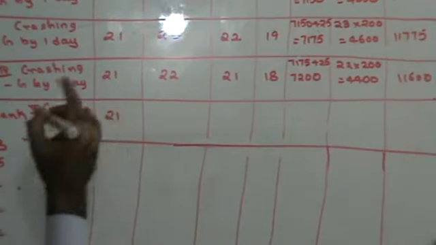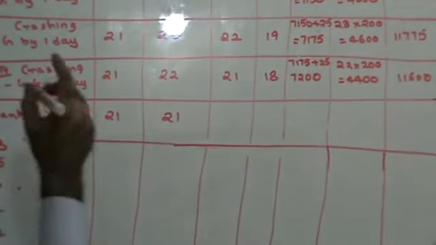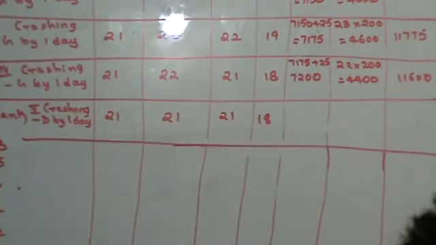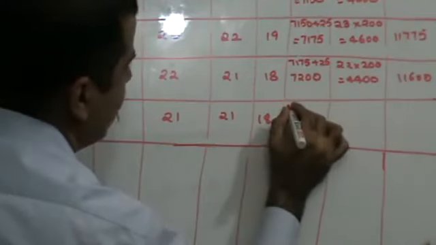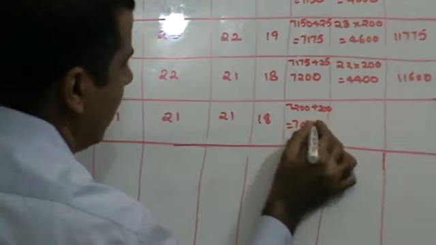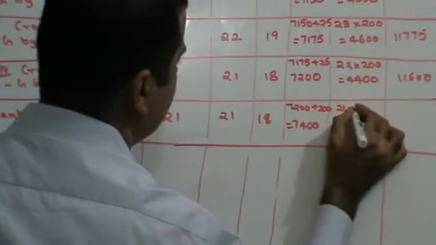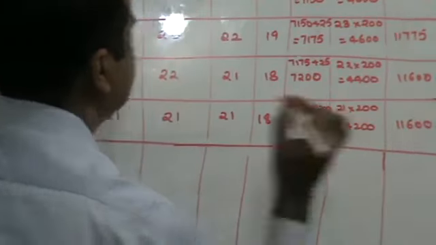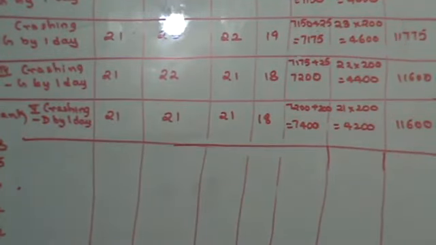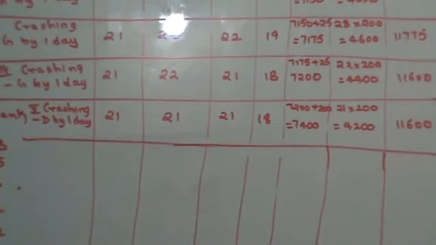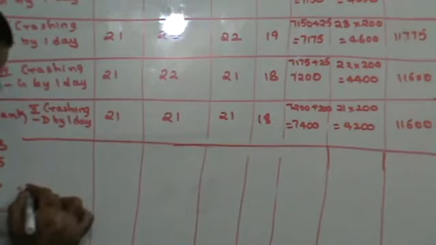So this will become 21. This will become 21, 20. This will become 21. And this will become 18. The crash cost of D is 200 rupees. So this is going to be 7,200 plus 200, 7,400. This is going to be 21 into 200, that is 4,200. So 11,600. You take the direct cost from the preceding one plus whatever is my cost slope. D can be crashed by 2 days.